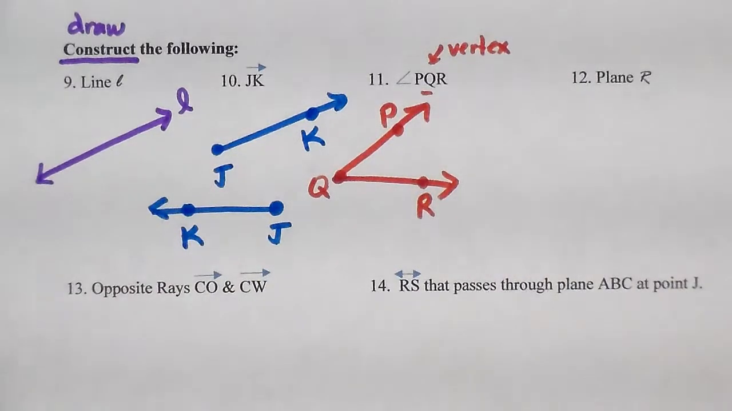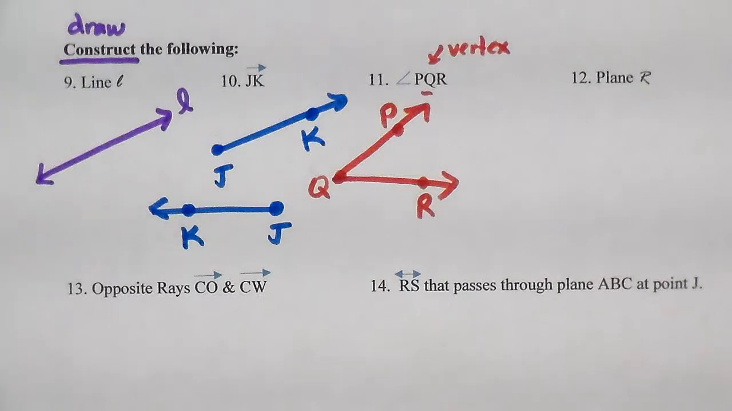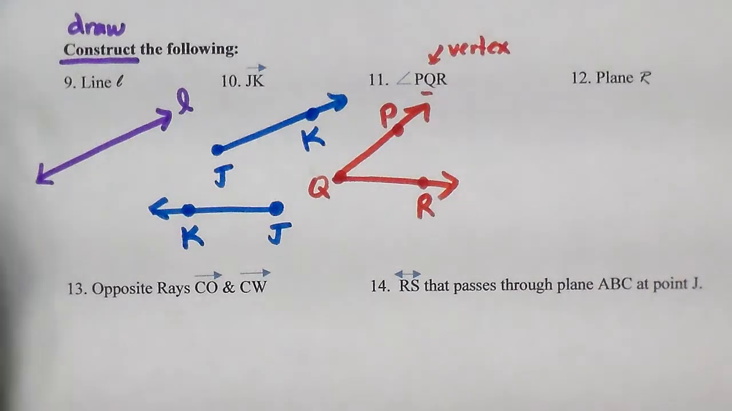Whereas, you know, we talked about opposite rays. Well, I'll tell you what, we'll talk about that when we get to 13. Let's look at number 12. Now number 12 says plane R. Okay, so we're looking at plane R, and I'm looking for my green marker. I can't find it. I think my children stole it.